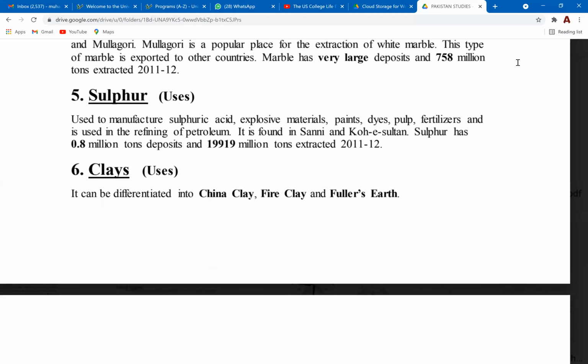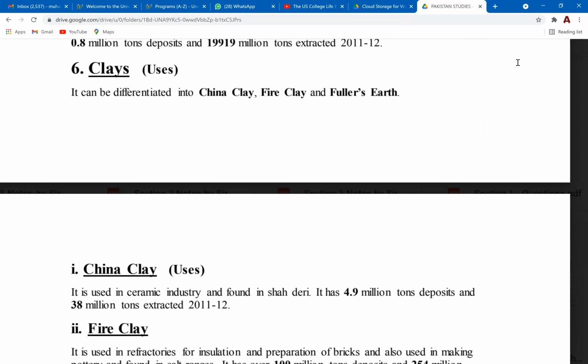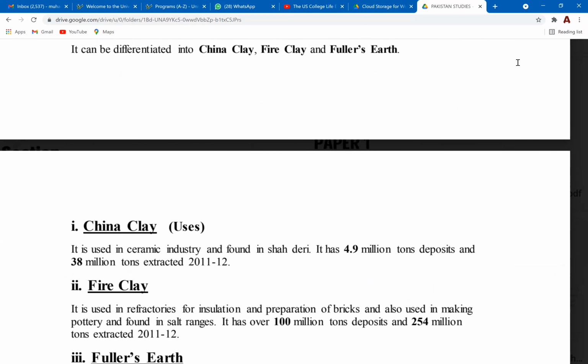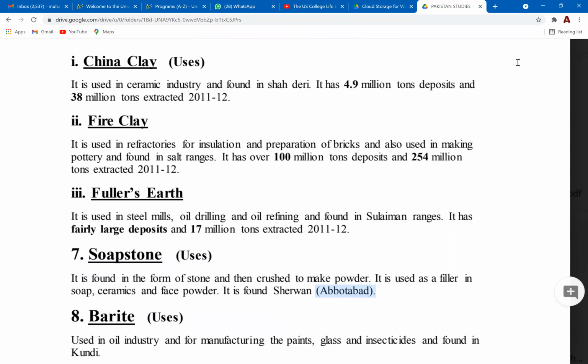Sulfur, on the other hand, is used for making explosive materials, fertilizers, paints, dyes, and it's found in Koh-e-Sultan, Sibi, in Balochistan and Sindh. And then clay is used, again, in the construction industry. It is used in the ceramics industry. There are 3 types of clay: China clay, fire clay, and fuller's clay. You should know the differences. China clay is used in the ceramics industry. Fire clay is used for insulation and preparation of bricks.